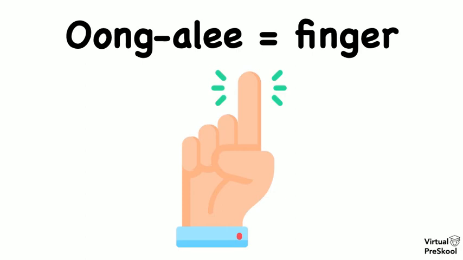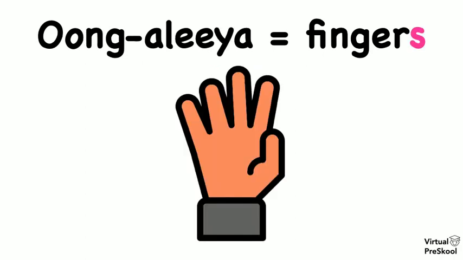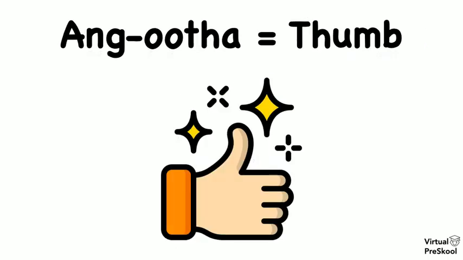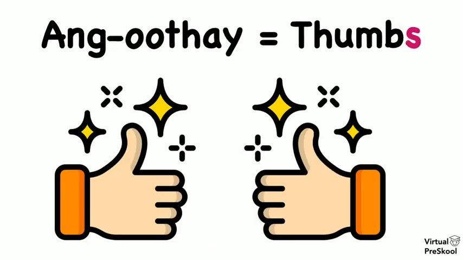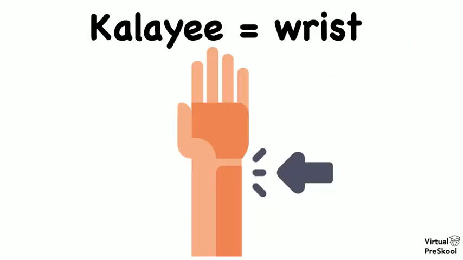Oong-alee is finger. Say it with me, Oong-alee. Ungaliyan, ungaliyan are fingers. Angutha, angutha is thumb. Anguthe, anguthe is thumbs. Kalai is wrist. Wrists, more than one wrist, are kalaiyan. Kalaiyan.